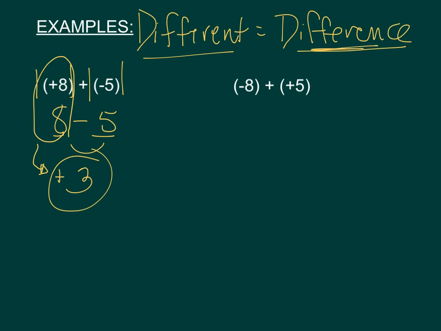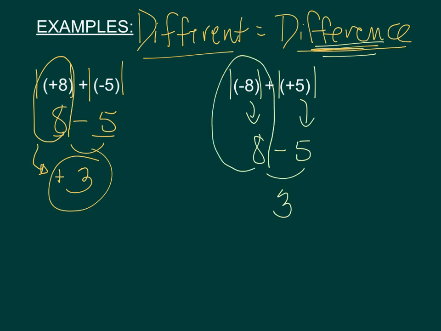When I look at the next one, again, the first thing I do every time is find the absolute values of both of these. The absolute value of negative 8 is 8. The absolute value of positive 5 is 5. My signs are different, so I'm finding the difference. 8 minus 5 is 3. And I take the sign of the larger absolute value right here. My answer is negative 3.